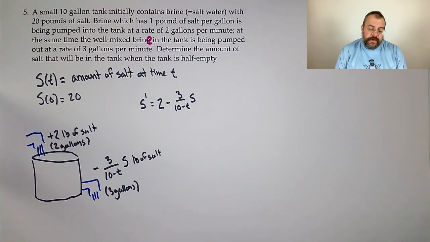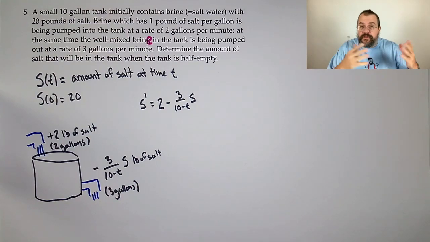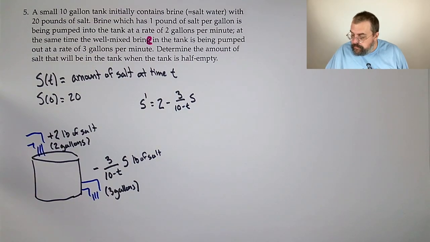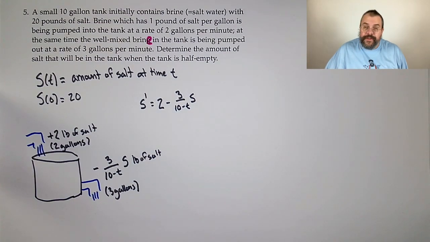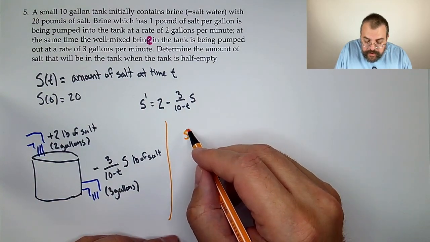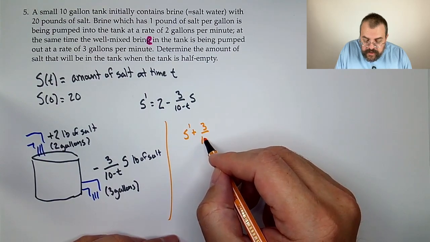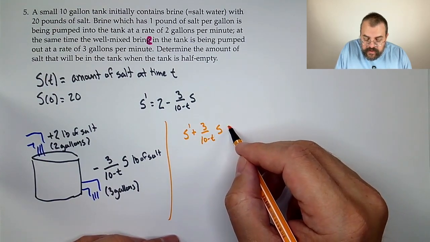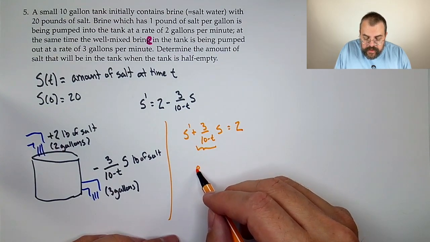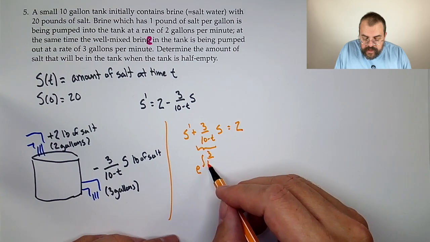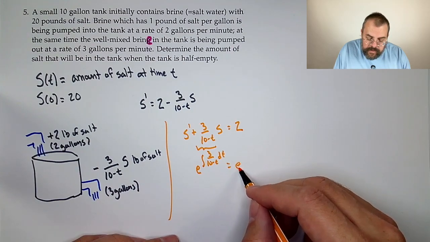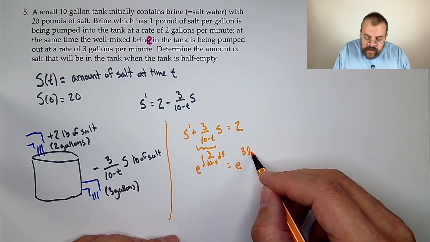All right. Good. Now, where to? Well, we need to know how much salt there is at a particular time, so we should solve. Okay. Well, this doesn't look so bad because we've done these kinds of problems. So let's do this kind of problem again. So we'd have S prime plus 3 over 10 minus t times S equals 2. So here's our integrating factor. So we want e to the integral of 3 over 10 minus t dt. And you'll probably say, well, that's not so bad. That looks like natural log of 10 minus t.